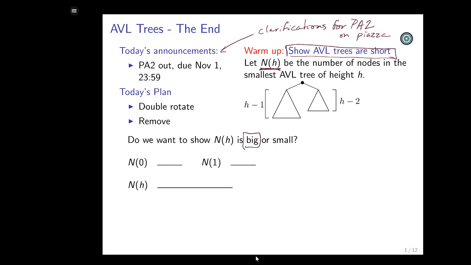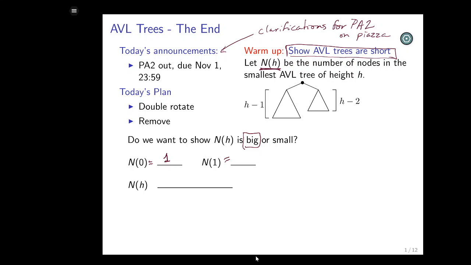Okay, again, we'll vote. Is n of 0 0? Is n of 0 1? Okay, good. You're starting to make me worry there, but that's okay. n of 0 equals 1. How about n of 1? What's n of 1? That's a height 1 tree. How many nodes in the smallest AVL tree of height 1?